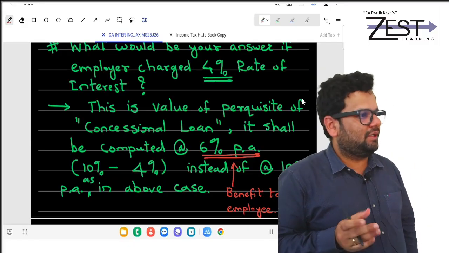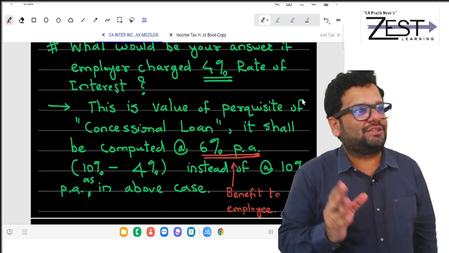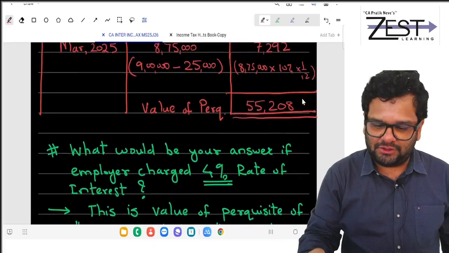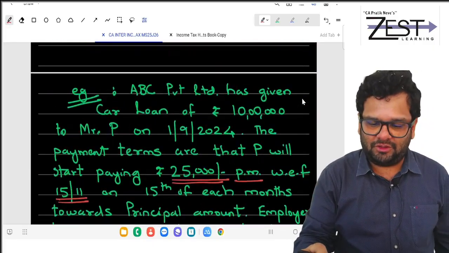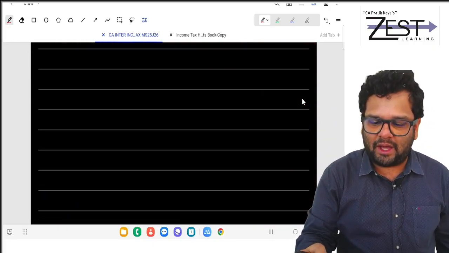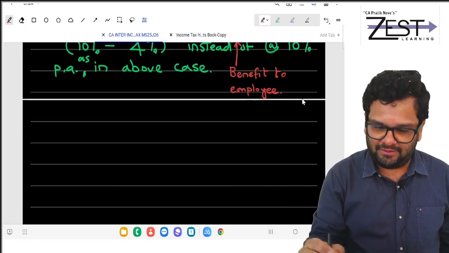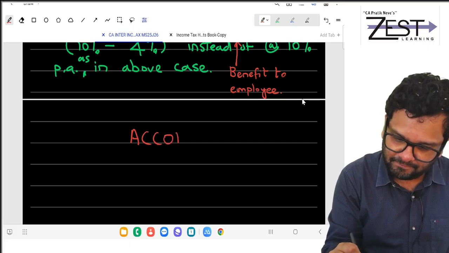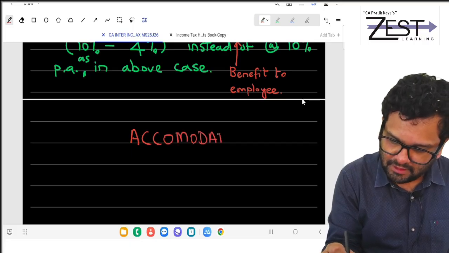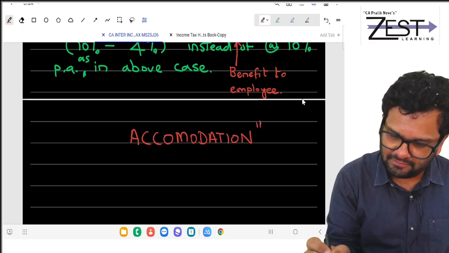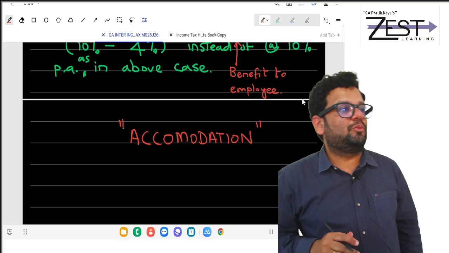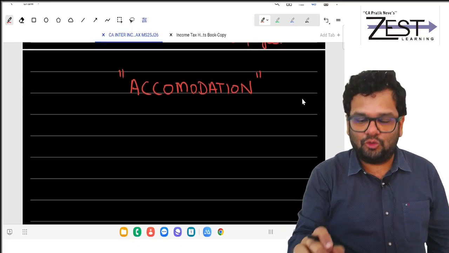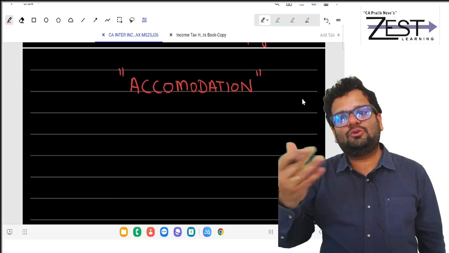Last perquisite, then we'll take a break. Accommodation. Most critical one. So this was interest free loan or concessional loan. Now go to accommodation. Most critical in the whole syllabus and in the whole salaries. Accommodation means what? Accommodation means we are talking about house. House is given by employer to employee.